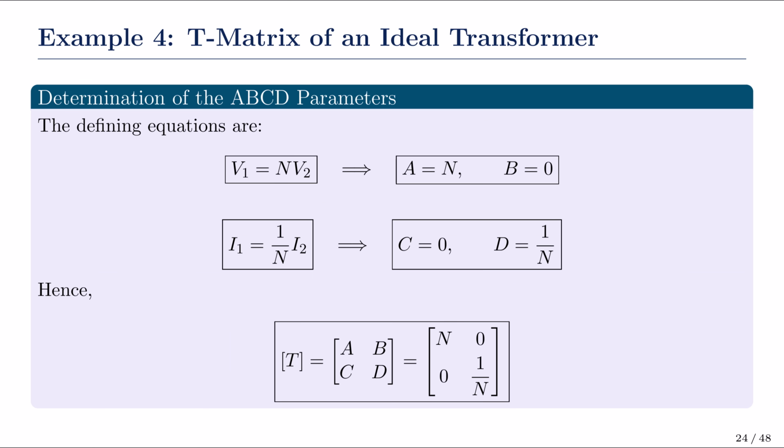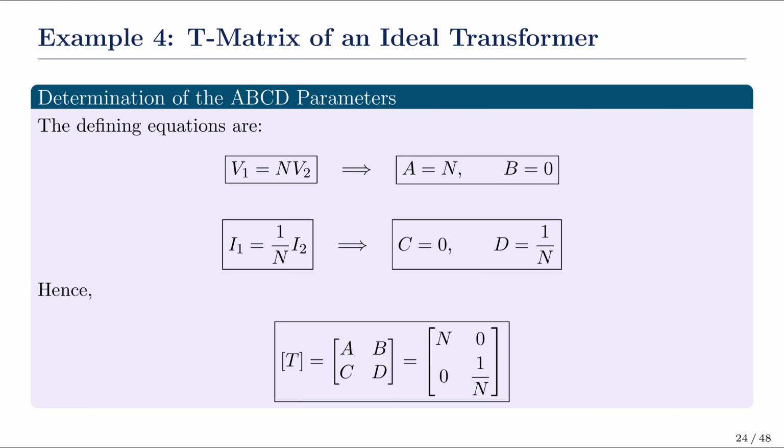We now compare the transformer equations with the standard definition of the transmission parameters. The first transmission equation expresses V1 in terms of V2 and minus I2. Since V1 equals N times V2 and contains no term involving I2, we immediately identify A as N and B as 0. Similarly, the second equation gives I1 as 1 over N times I2. With the transmission convention, this leads to C equal to 0 and D equal to 1 over N.